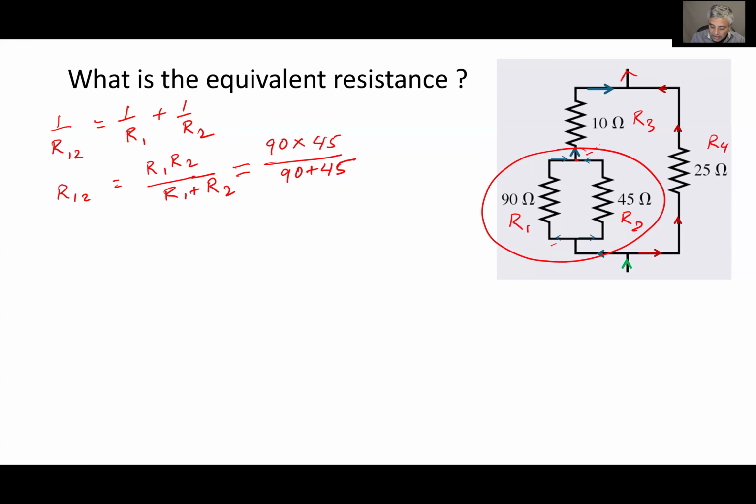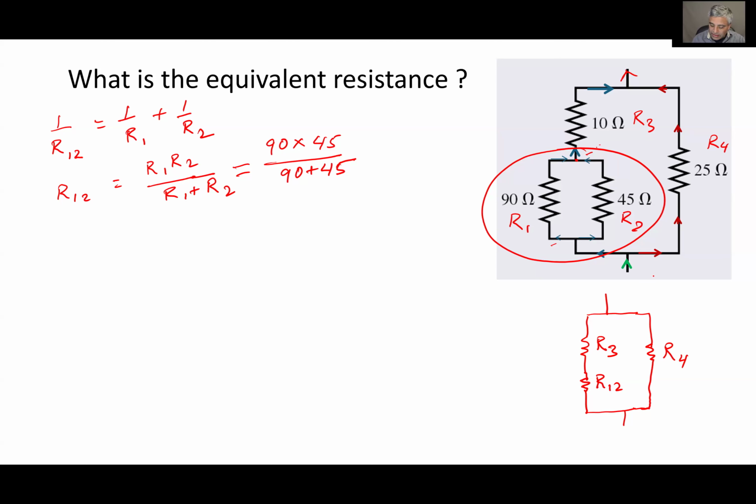So now with that, our new circuit is going to look something like this. So we have R3 here, and now R12 is in series with R3. However, R4 is still there, right? So like that.